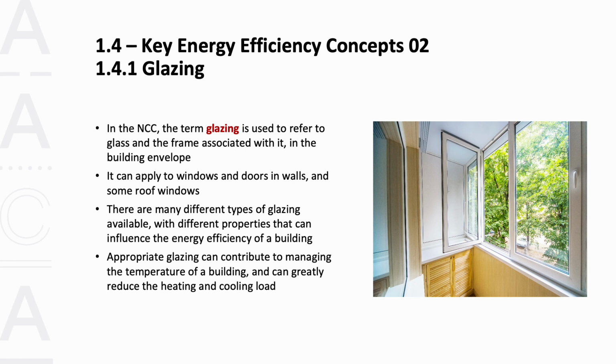It can apply to windows and doors in walls and some roof windows or skylights. It's important to note that the glazing energy efficiency requirements in the NCC apply to windows in the building envelope only. So a window in an internal wall does not have to meet these performance requirements. For example, a window placed high on the wall between a hallway and study to let in more light. Note that this window might have to meet other performance requirements, i.e. to ensure safety or to minimise noise disturbance.